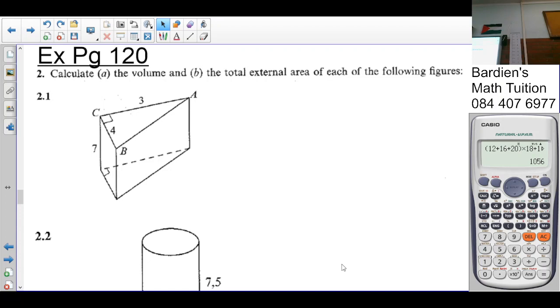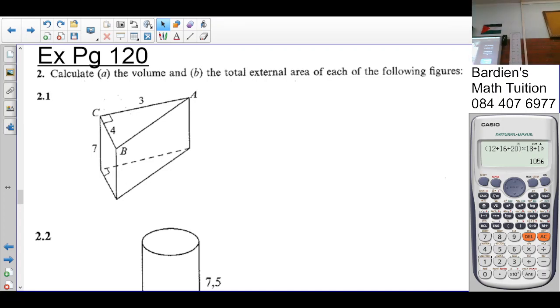So what do you need to do first here? You're going to work out your perimeter of this, or the other perimeter. You need to know what? The length AB. So how are you going to do that? Pythagoras. Okay.